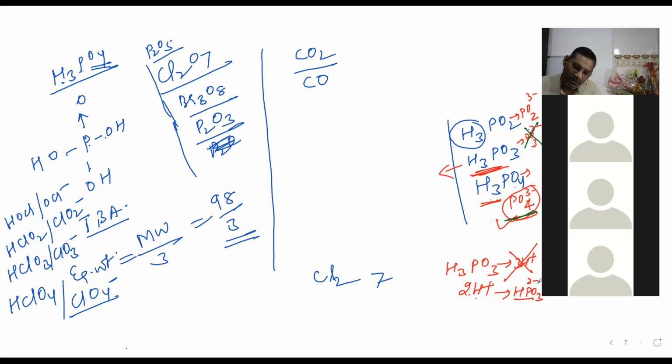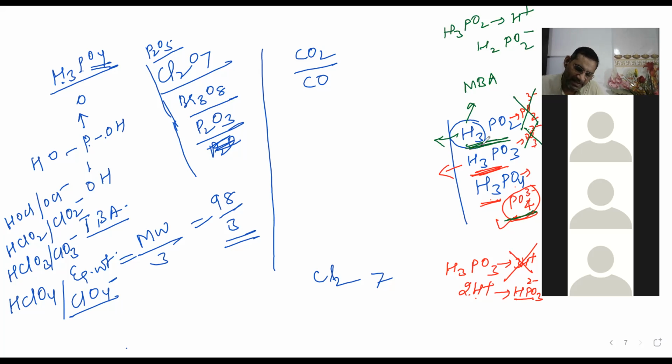They might be asking you which is not possible: PO3 3 minus, HPO3 2 minus, PO2 3 minus, or PO4 3 minus. What about this one? This is a monobasic acid, so it can lose only one H. So H3PO2 losing only one H plus, what will you get? H2PO2 1 minus only. This PO2 3 minus won't be possible.